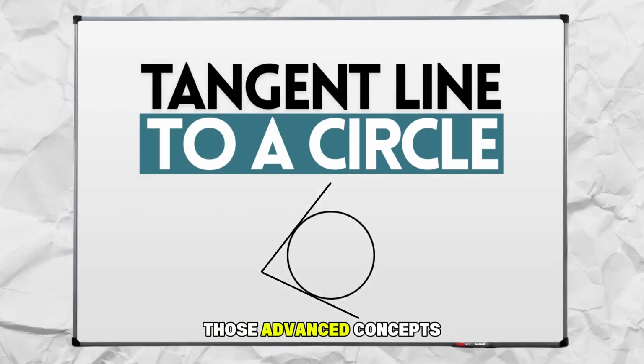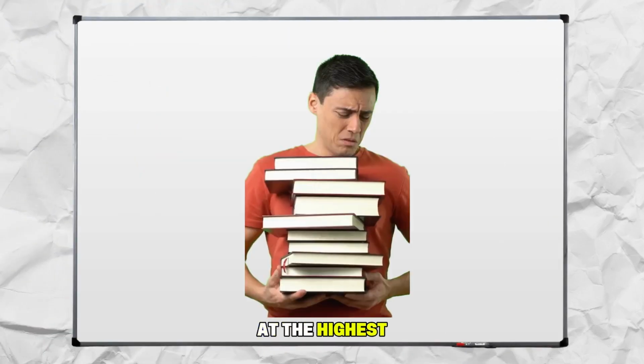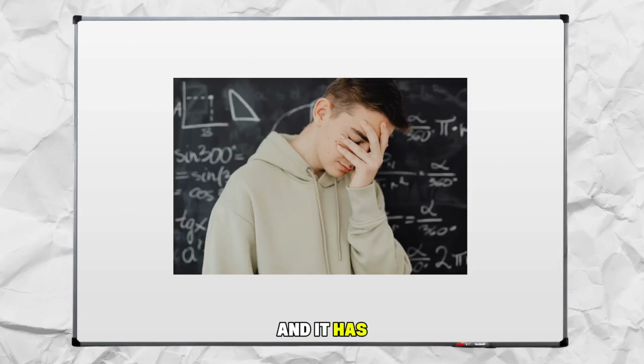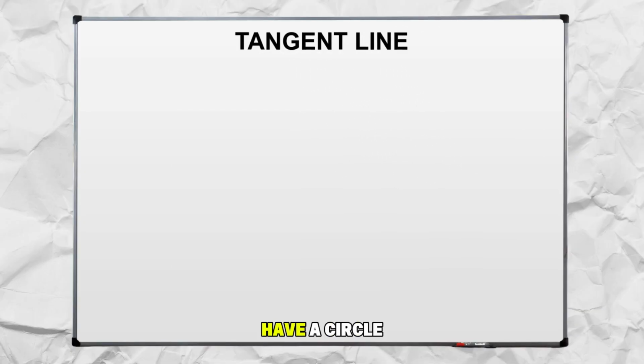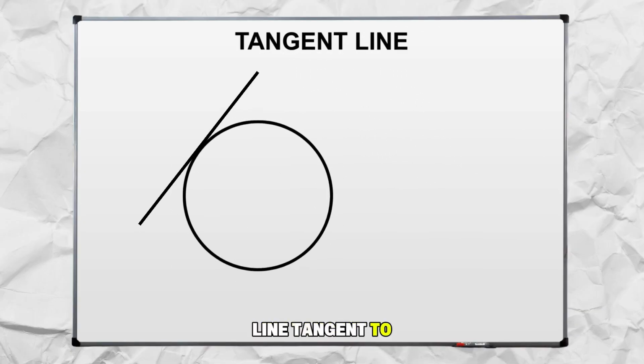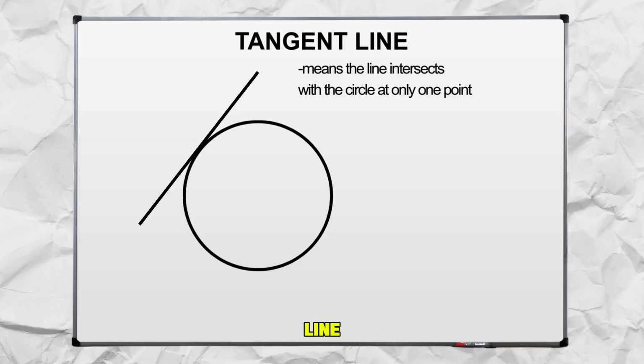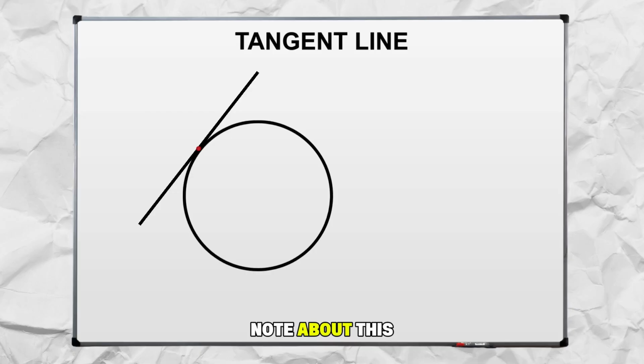This is going to be one of those advanced concepts that they test at the highest level of geometry, and it has to do with this word tangent line, or a line tangent to a circle. So if you have a circle and there's a line tangent to said circle, all it means is that that line intersects with that circle at only one point. Two things to note about this tangent line.